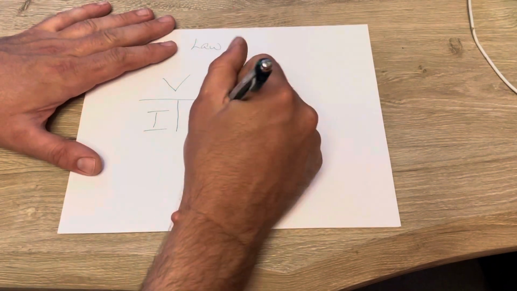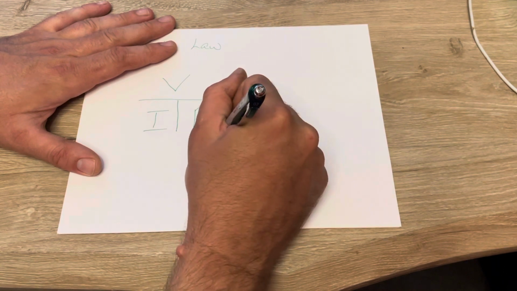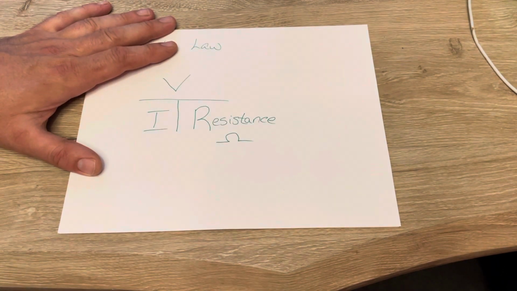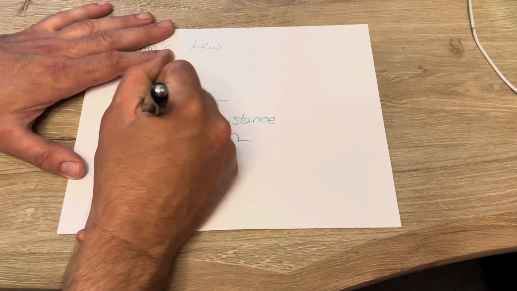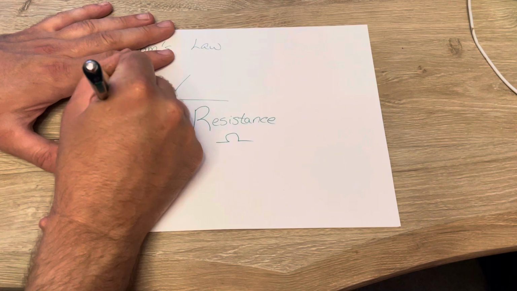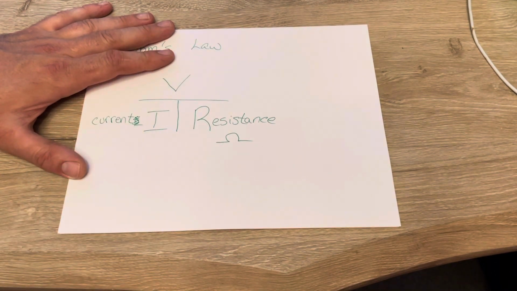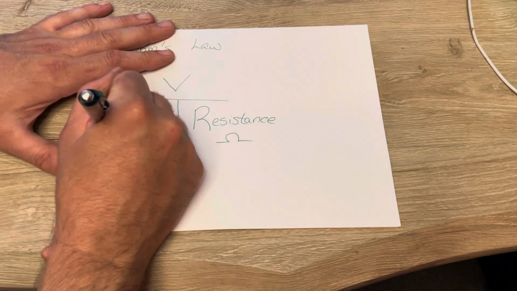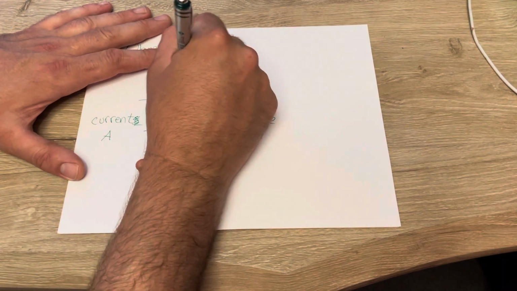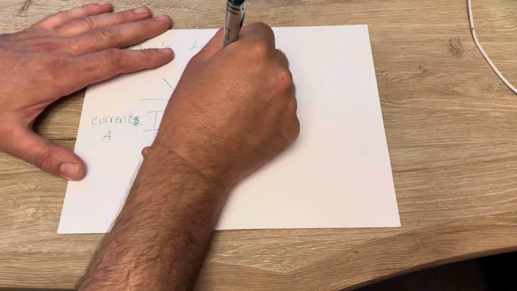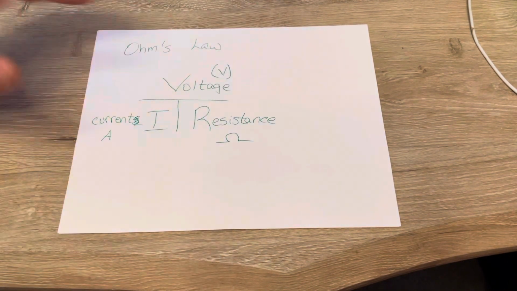Okay? Resistance is measured in ohms. I is going to represent current. Current is measured in A for amps. And V, voltage, okay, is measured in volts.